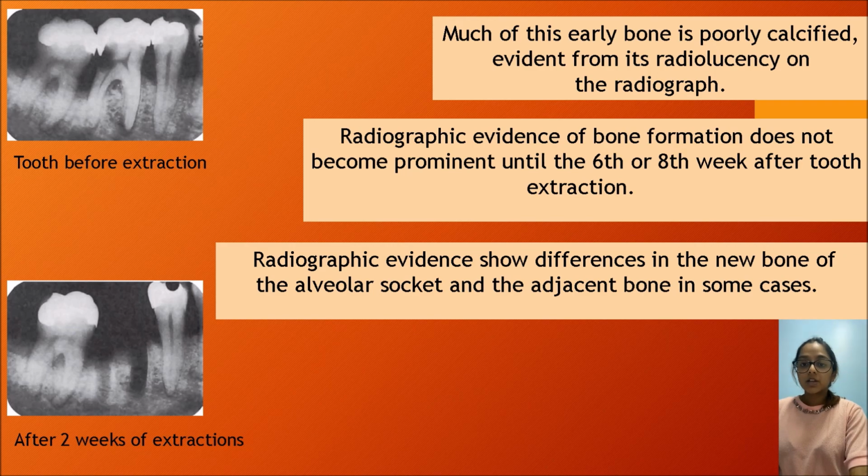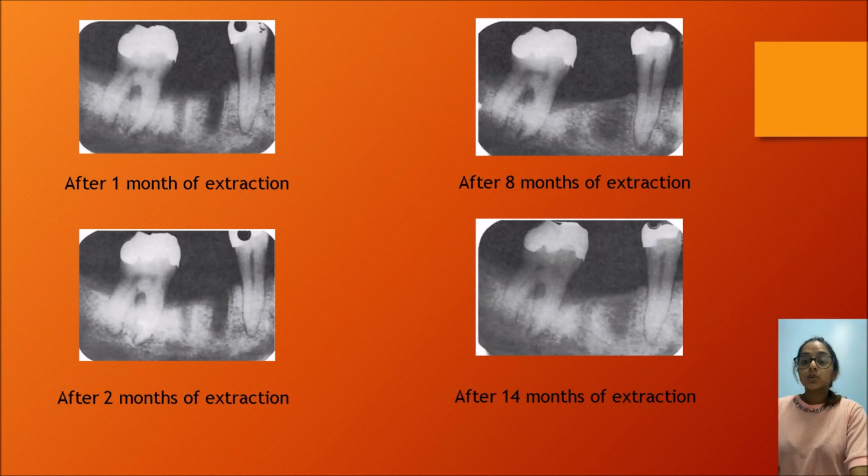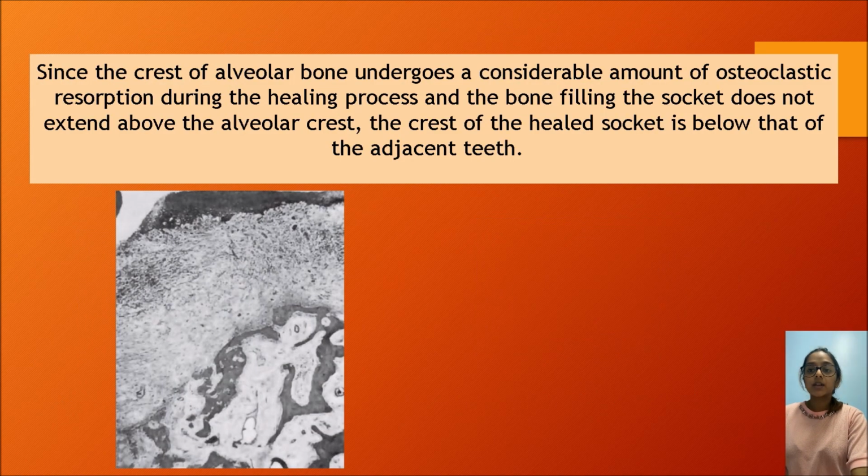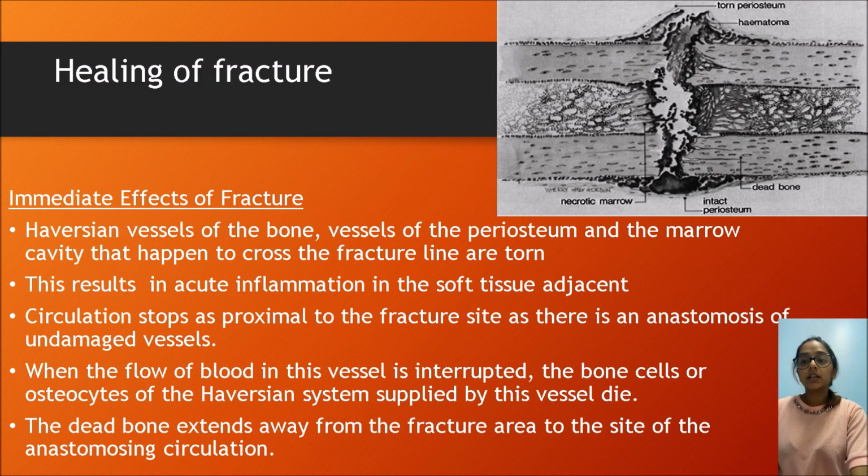The diagram at the side shows the tooth before extraction and the socket after 2 weeks of extraction. These diagrams show after 1 month of extraction, 2 months of extraction, 8 months and also 14 months of extraction of how the socket would appear. Since the crest of alveolar bone undergoes a considerable amount of osteoclastic resorption during the healing process and the bone filling the socket does not extend above the alveolar crest, the crest of the healed socket is below that of the adjacent teeth. Next would be the healing of fracture.